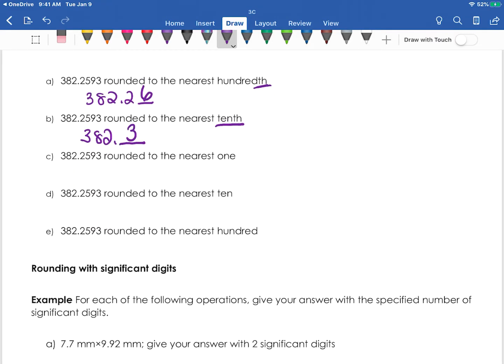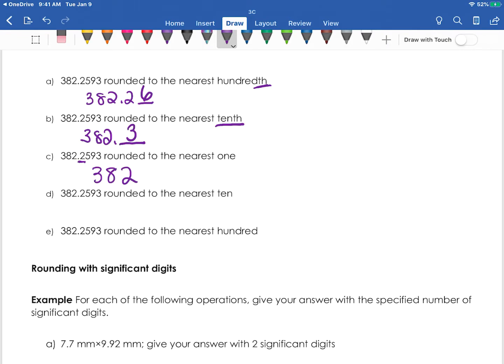So I want to keep 382, but I've got to figure out if that 2 needs to be bumped up to a 3 or not. Since this 2 is 4 or less, I'm going to keep it as 382. Now that's rounded to the nearest ones. Another way that could be stated is to the nearest integer or the nearest whole number.